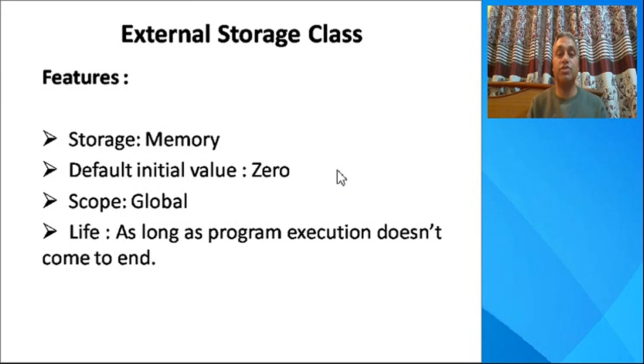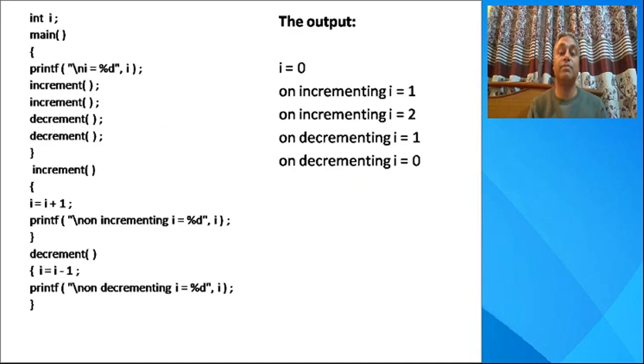Before starting the main function, we can declare a variable, like after the header files, we can declare a variable int a, and after that we will start the main function. This variable a will be available to the entire program, to the main function and all the functions that will be defined below. And the life of the external storage class variable is as long as the program execution does not come to an end. As long as the program does not terminate, the value of the variable exists in the memory. I will explain this concept along with the example.